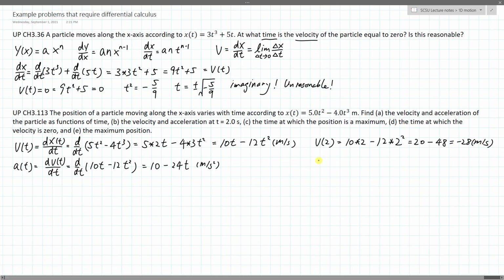Okay, so acceleration a at time equal to 2, we have 10 minus 24 times 2, that's 48, and with a 10, minus 38 meters per second squared. So that answers part B, the velocity and acceleration at this particular time. And part C is asking the time at which the position is a maximum. So when is the position the maximum?